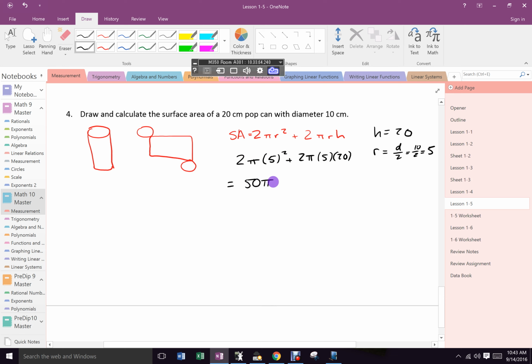So that is 50 pi. Cool? What's 5? 2 times 5. What's 10 times 20? Plus 200 pi. 50 pies and 200 pies is how many pies? 250 pies. And then you have a perfectly acceptable answer. And it's way less calculator work. Picking up what I'm putting down?